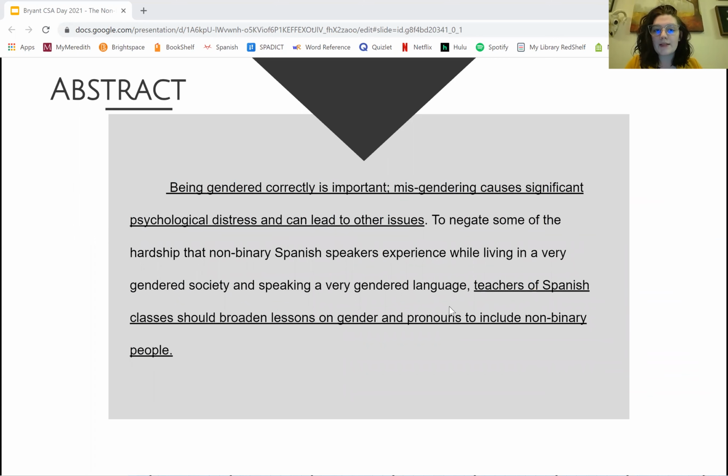Being gendered correctly is an important part of being trans, and being misgendered causes significant psychological distress that can lead to a variety of other issues. And because of this, Spanish teachers should consider non-binary students by broadening lessons on gender and pronouns to include the non-binary identity.